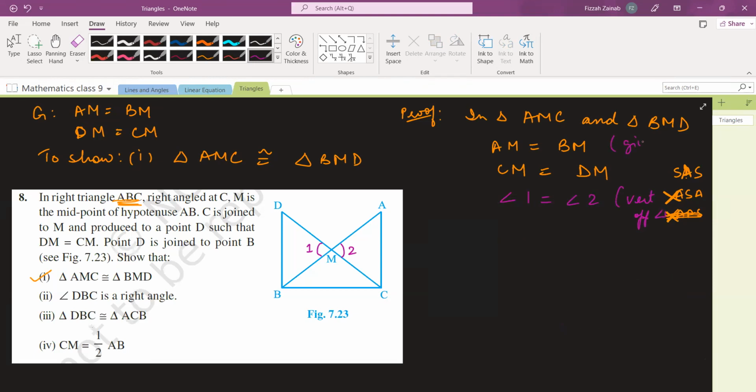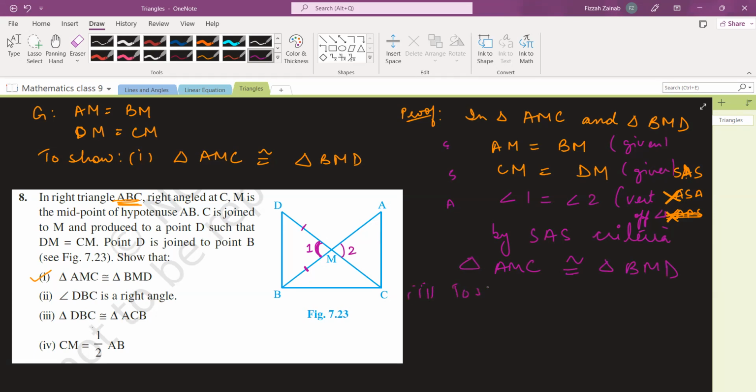This is given. This is also given. So this is a side, as you can see, this is a side and this is an angle. And this is an included angle. I mean, I'm taking this side and I'm taking this side. So the angle is coming in between. So this is SAS criteria. Understood? So by SAS criteria, triangle AMC is congruent to triangle BMD. Is this clear? Yes, ma'am.